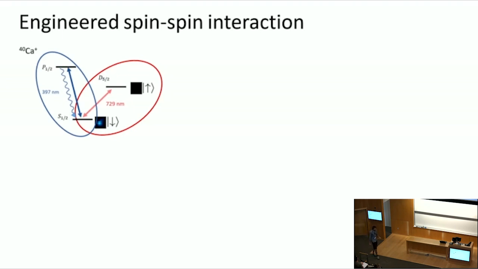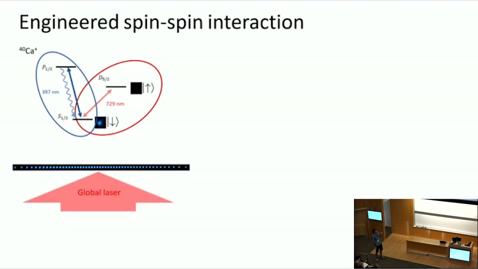With them, we can then see if the qubit or the ion is either in the S1/2 state or in the D5/2 state. And this also happens with a global laser. And this global laser we can also then use to generate entanglement.